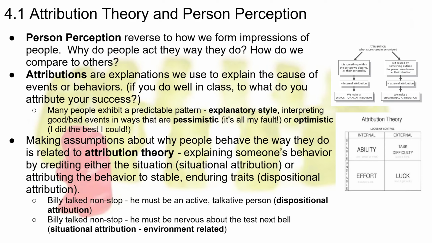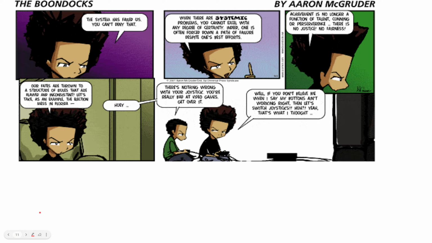So again, those are the two main types of attributions you can make. And normally, once we make an attribution, we usually stick with it. We don't usually second guess ourselves or doubt ourselves. Some people do that, but for the most part, we stick with our original attribution. Here in this cartoon from the Boondocks, you can see an example of that.